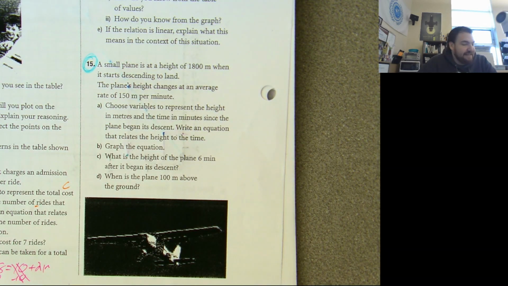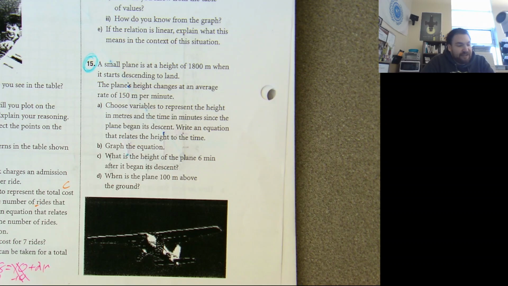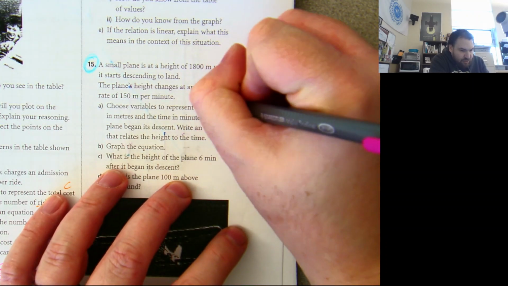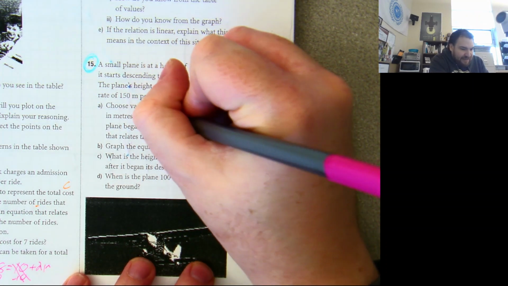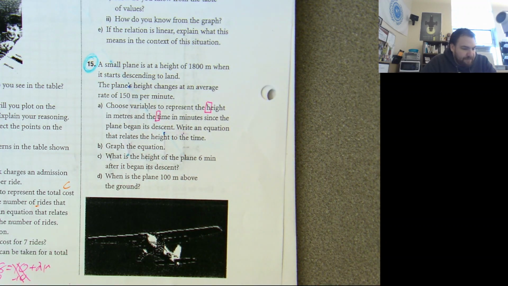15, a small plane is at a height of 1,800 meters when it starts descending to land. You don't necessarily need to know what descending means. The plane starts up and it's landing, so in the in-between it goes down. It says the plane's height changes at an average rate of 150 meters per minute. Choose variables to represent the height, I'm going to call that h, in meters, and the time, t, in minutes.